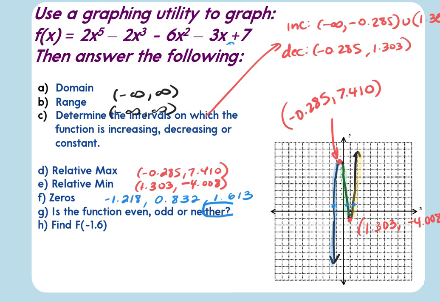And then we're going to find f of negative 1.6 by doing the value. Second trace, go to value, negative 1.6. And I get negative 16.3395. This bumps this, which bumps that. Negative 16.340.